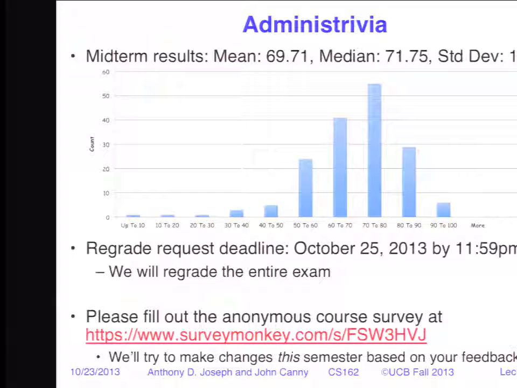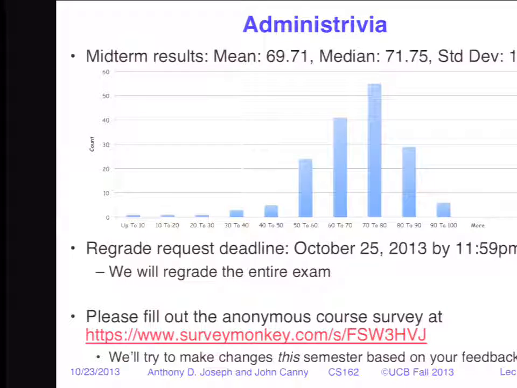Our mean was 69, or actually 70. That's probably about 4 points lower than I would have liked, but is still not bad. A median of 72, standard deviation of 14 1/4, which is slightly higher than is typical. Usually it's around 10 or 11.